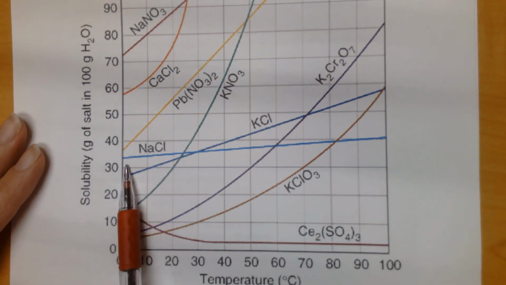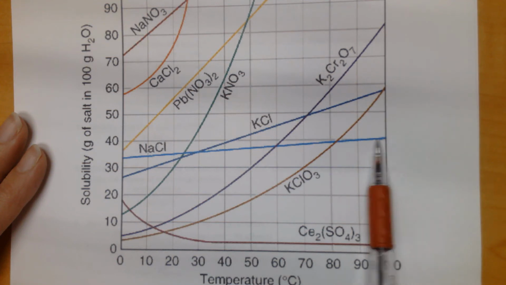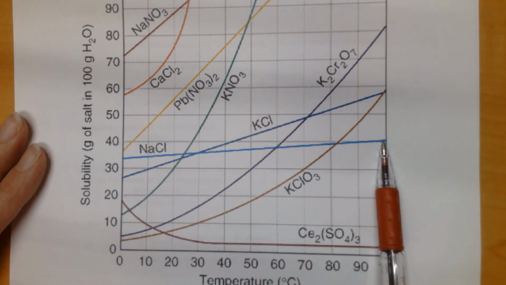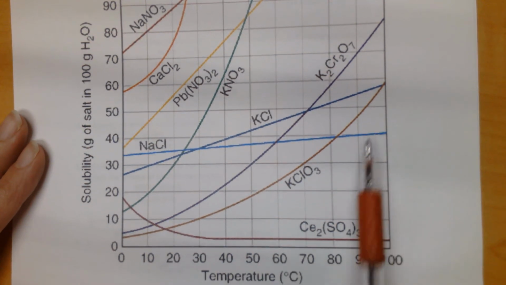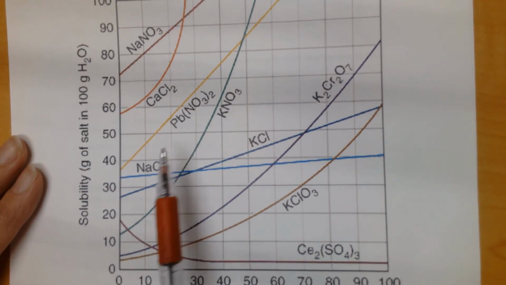Okay, so again, looking at NaCl, its solubility does change with temperature. So at 20, let's say we were closer to the boiling point of water at 100. If we look here, then we could dissolve 40 grams of salt into boiling water, so a temperature of 100.